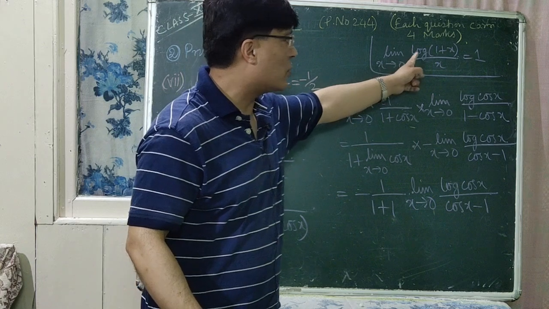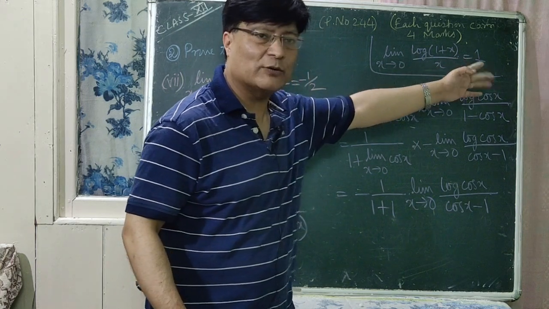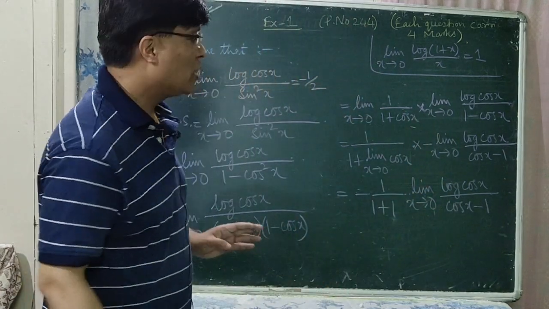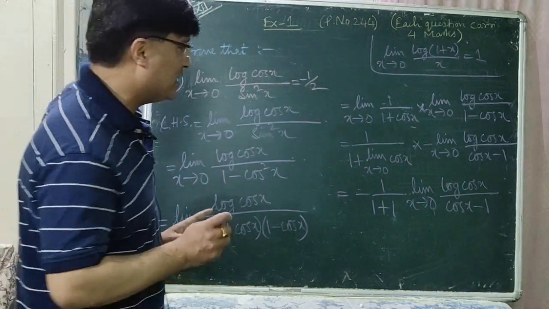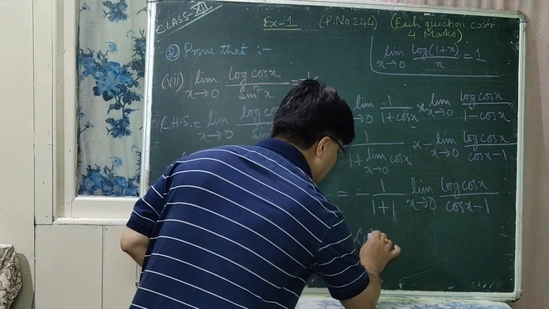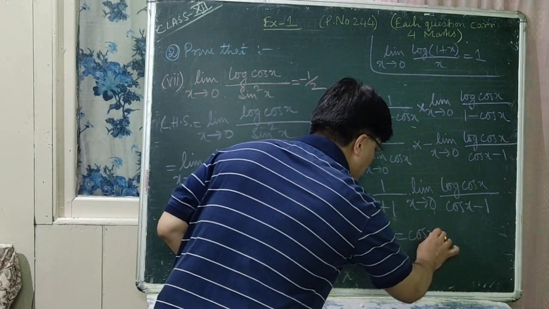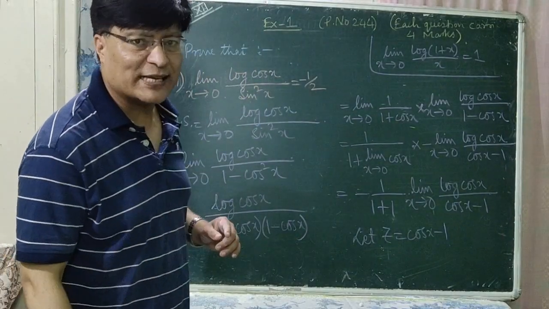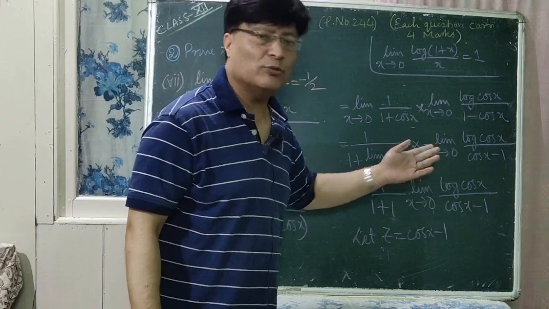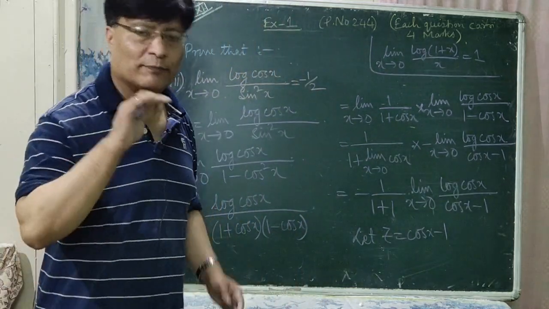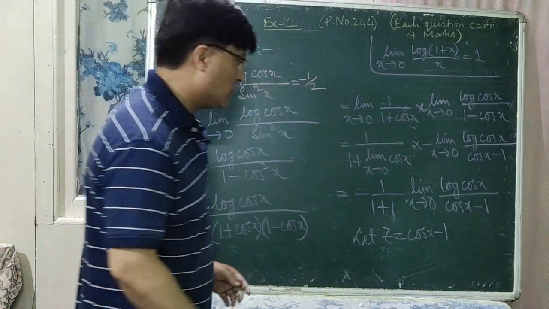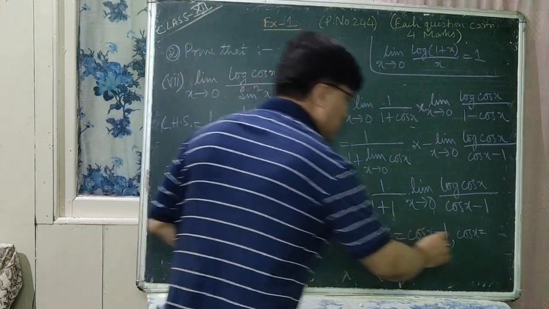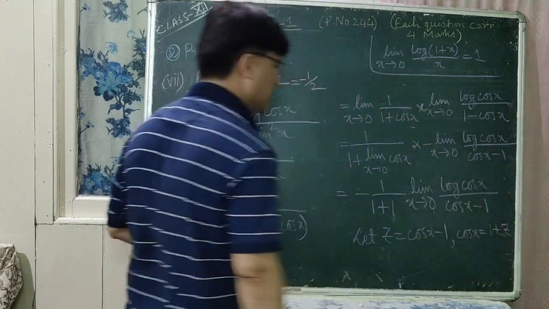Limit x tends to 0 log of 1 plus x divided by x is equal to 1. So let us assume this denominator as z. That is, cos x minus 1 should be assumed as z. So let z is equal to cos x minus 1. So let us get the value for cos x here again, because in the numerator there is log of cos x and the value of cos x should be put out here. What is cos x equal to? It is 1 plus z.